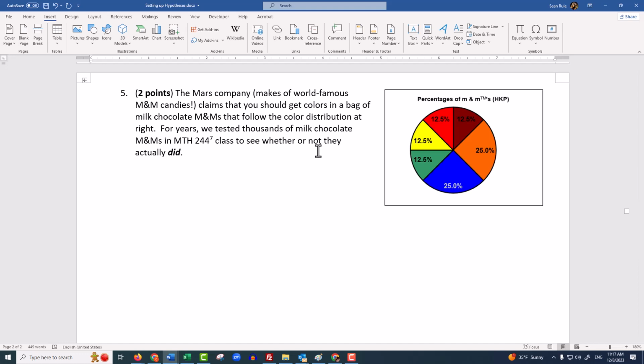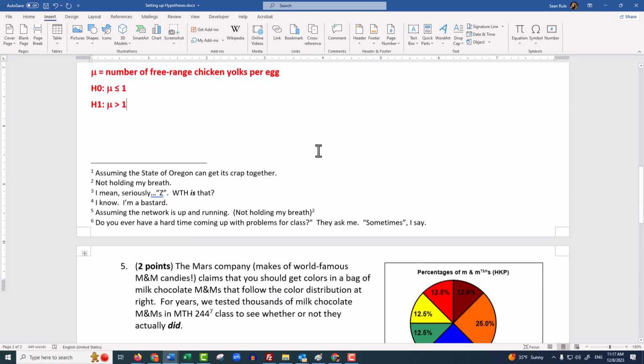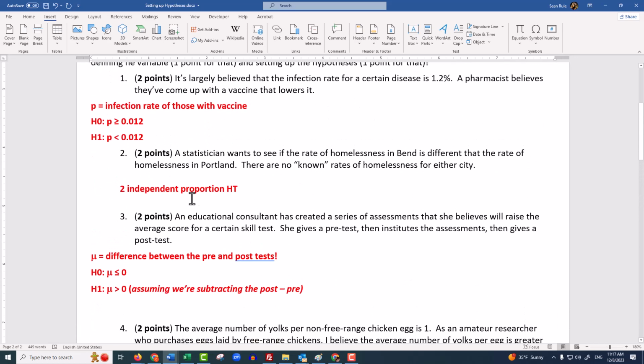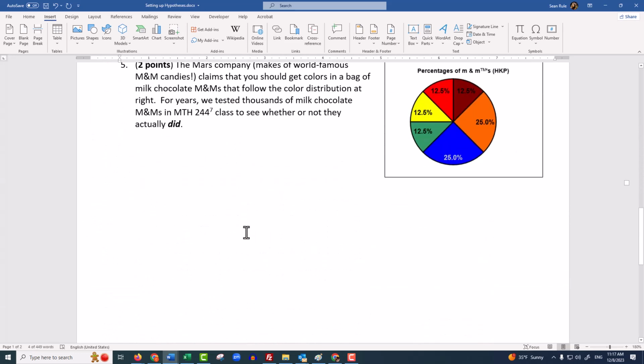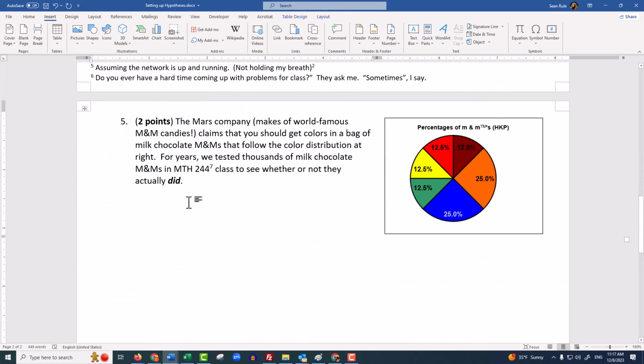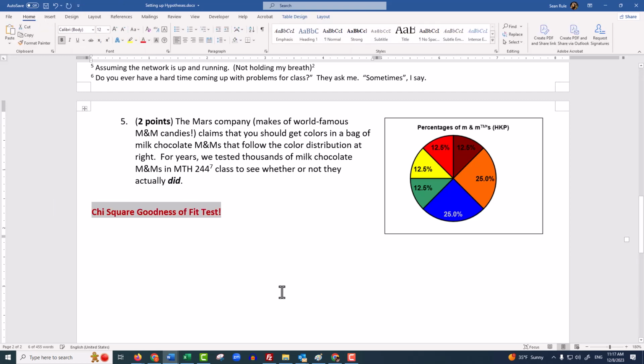Just so you know, if you read this one, you've got proportions, because they're all percentages, but there are 6 proportions, not 2. So you can't do this one with the 2 independent proportion hypothesis test, because there's 6. There's not 2. And just so you know, there's also not a 6 proportion hypothesis test. There's something called a chi-square goodness of fit test. And this is something we'll also get into in Stat 244Z if and when that puppy dog ever comes on the scene.